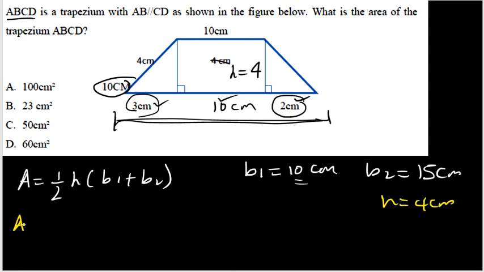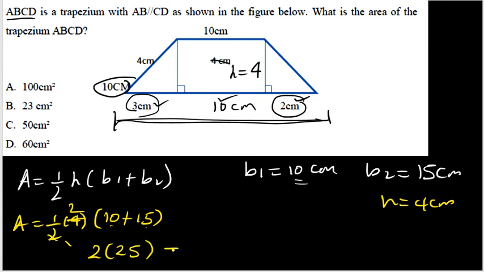Therefore, the area will be half times 4, then in bracket B1 plus B2 means 10 plus 15. Then 2 by 2 and 4 by 2 gives 2. So what remains? 2 in bracket, and 10 plus 15 is 25. When you multiply 2 times 25 will be 50 centimeters square. So the answer will be C. Next question.